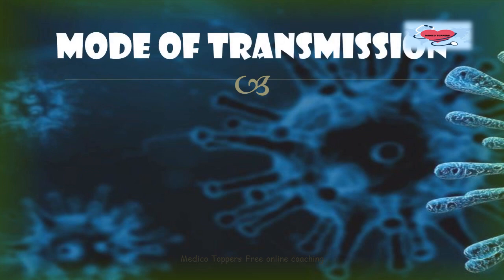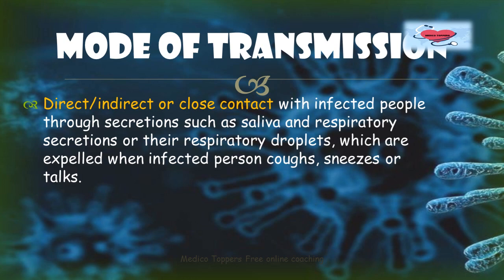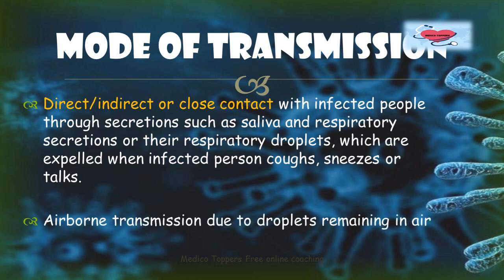Mode of transmission, I think everyone has a better idea. So direct or indirect or close contact with the infected people through secretions such as saliva and respiratory secretions, even because of droplets. Even if the infected person coughs or sneezes or talks, the infection will spread. Then airborne transmission, because of the droplets remaining in the air for longer duration. Then fomite transmission, because of the surface where the secretions had been expelled.